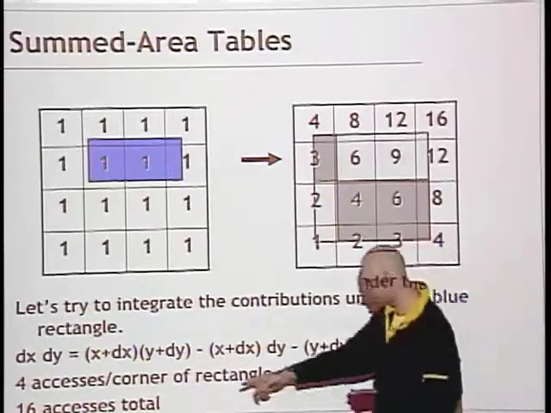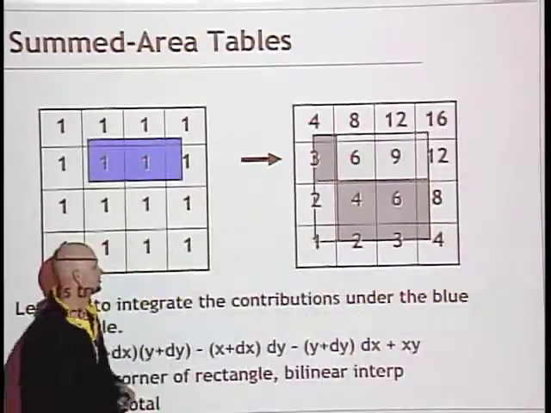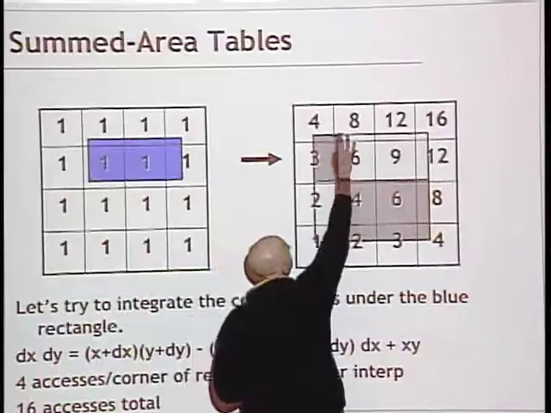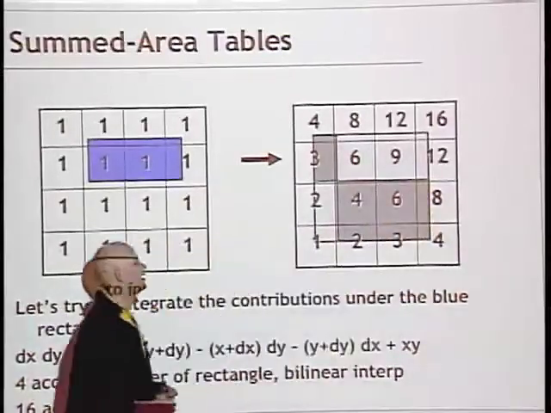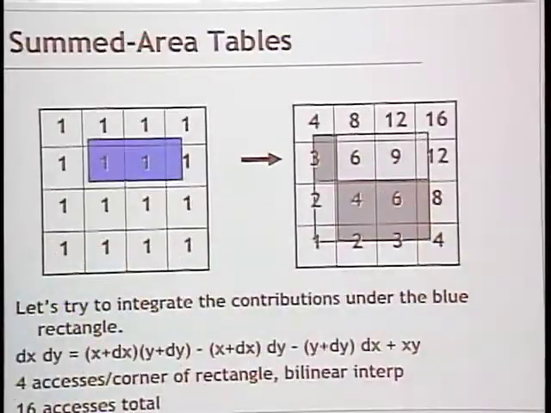This takes 16 accesses to work. You basically do bilinear filtering here, here, here, and here, and so that's 4 times 4 accesses. So it takes twice as many accesses to work, but the results are good, and it does a much better job with anisotropy.